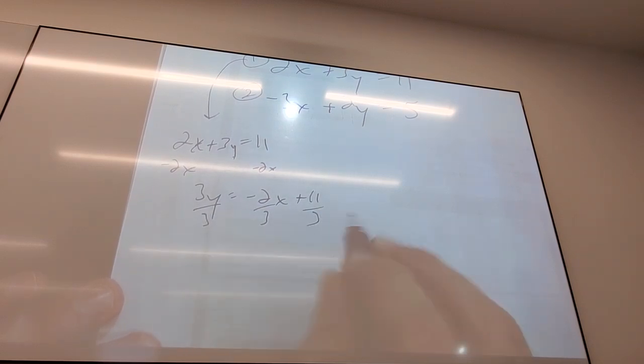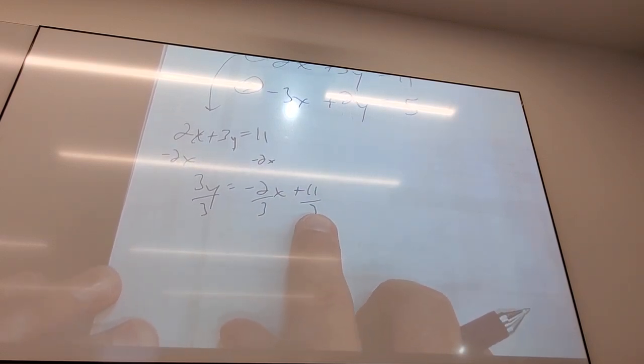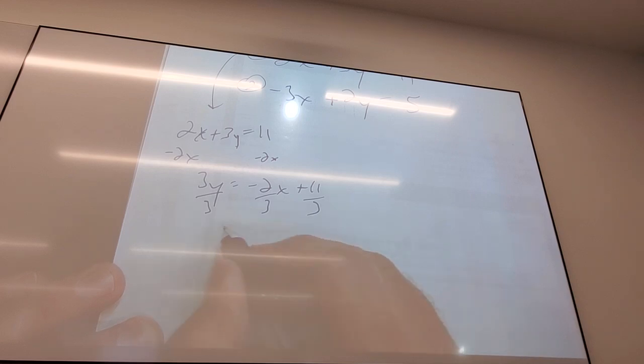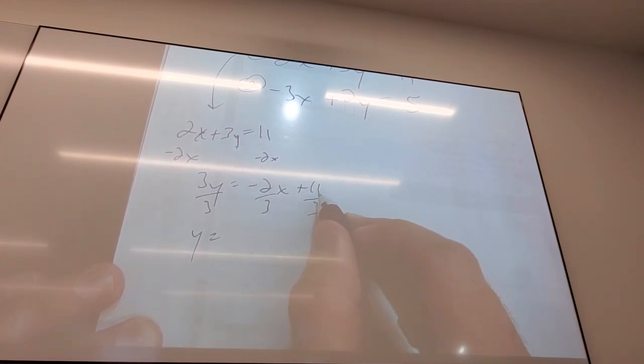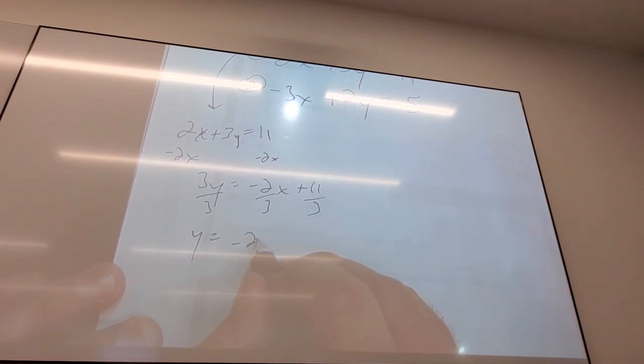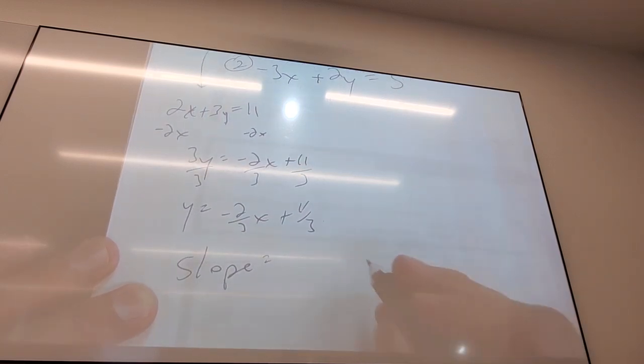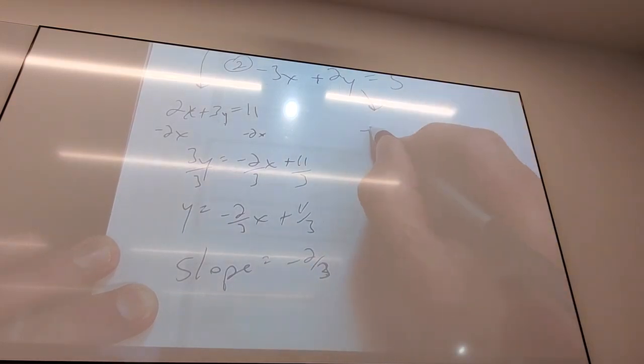Why do I not care that the y-intercept is gross? Because what's the only thing I care about getting? Slope. So who cares what that is? I can make that totally disgusting and we don't care because what's the slope? -2/3. I like it. So if I do the other one, did somebody do that one yet?